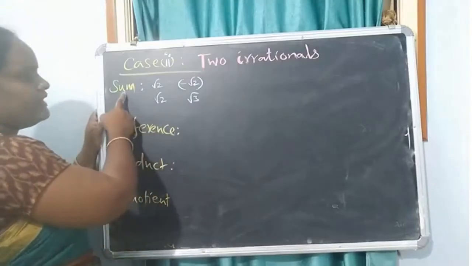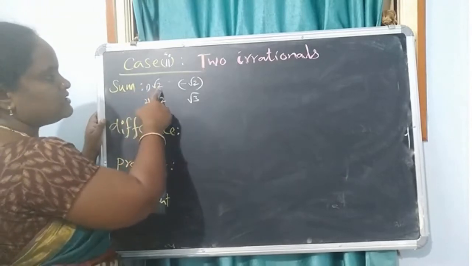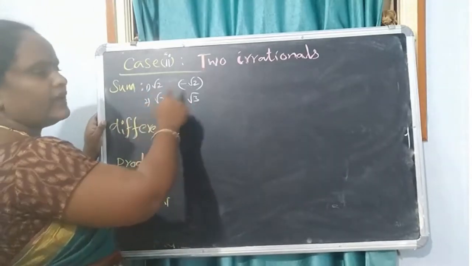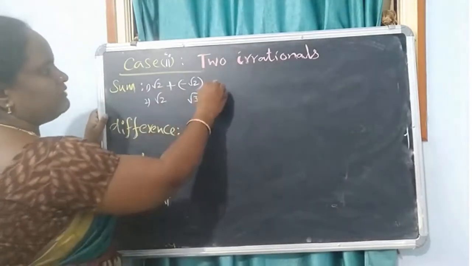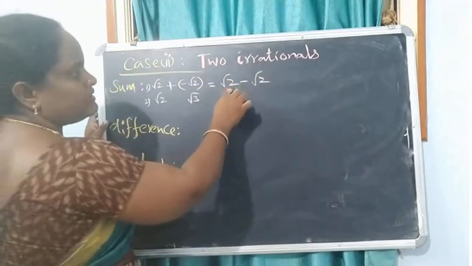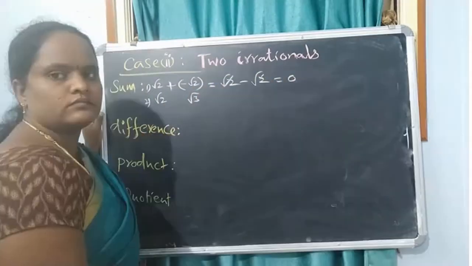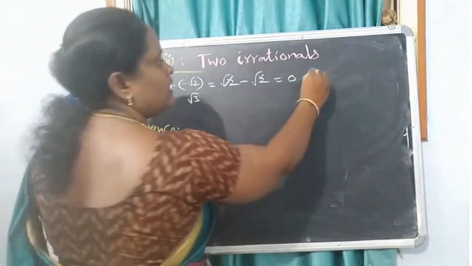So to find the sum, I have taken two examples here, the first one and the second one. The first one I have taken root 2 and minus root 2 as the irrationals. If I find their sum, that will be equal to root 2 plus minus root 2. What is the answer? Root 2 minus root 2 is 0. So 0 is which type of number? It is an integer, it lies in rational numbers. So 0 is rational.